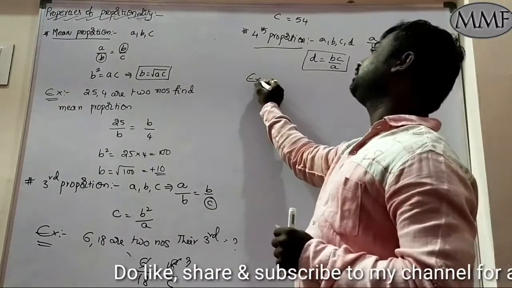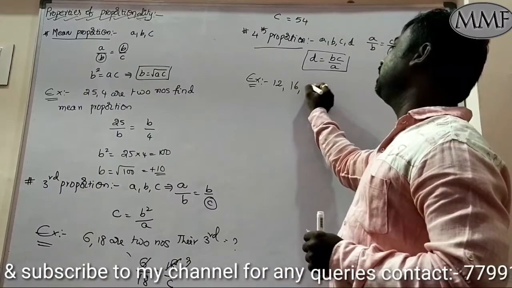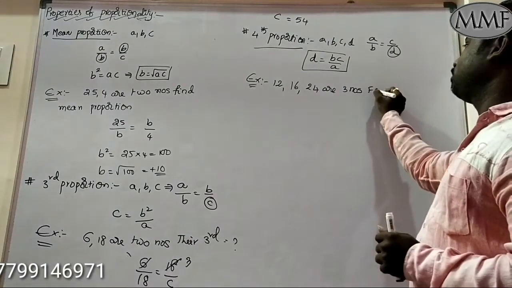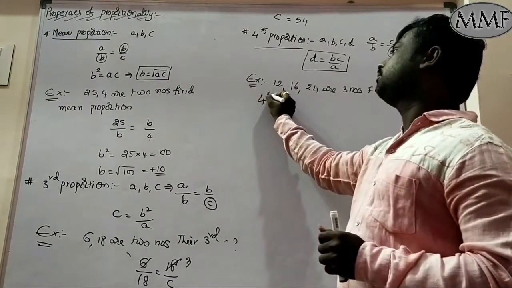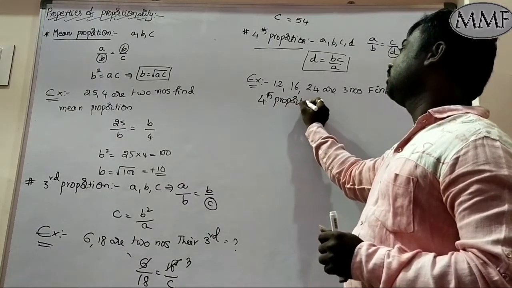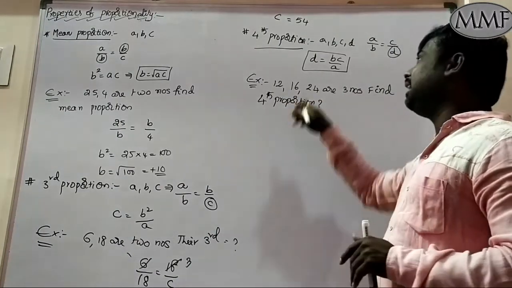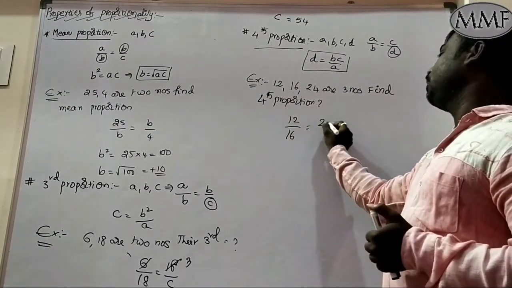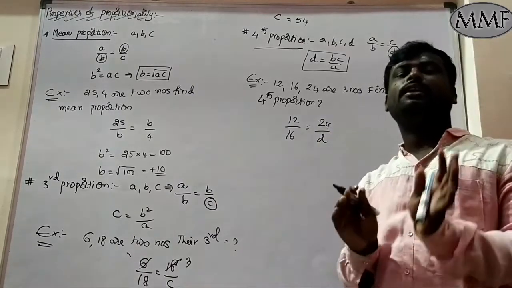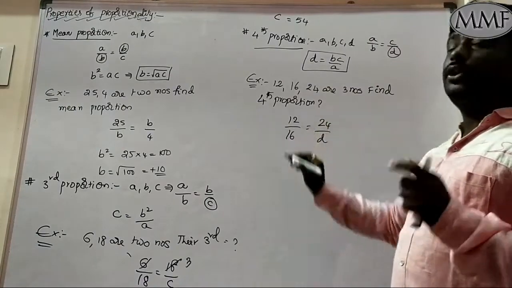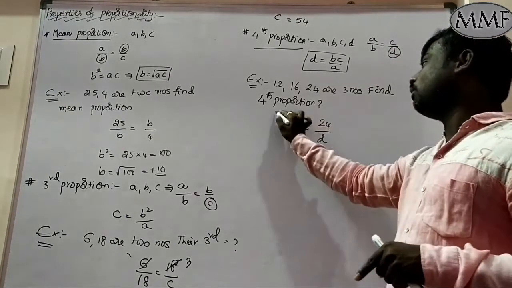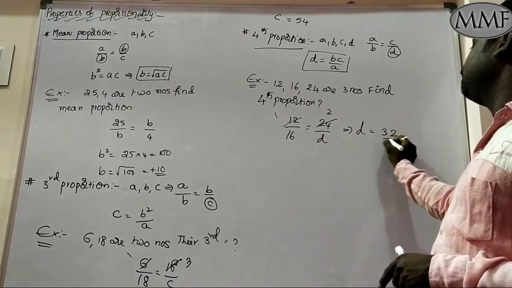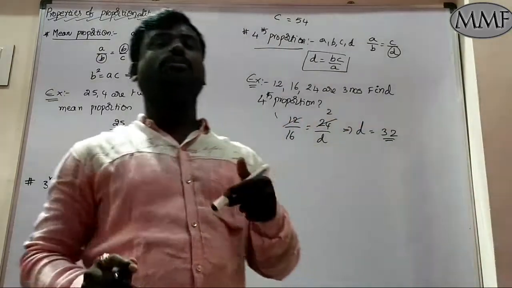Then one example. Let 12, 16 and 24 be three numbers. Find the fourth proportion. You don't learn by heart D is equal to BC by A. Just follow the logic. 12 by 16 is equal to 24 by D. Whatever proportion he is asking for, you replace that variable. Now how much will we get? The numerator is always going to be cancelled. 12 ones, 12 twos. Then D is equal to 16 into 2, which is 32. So likewise you can find the mean proportion, third proportion, fourth proportion.